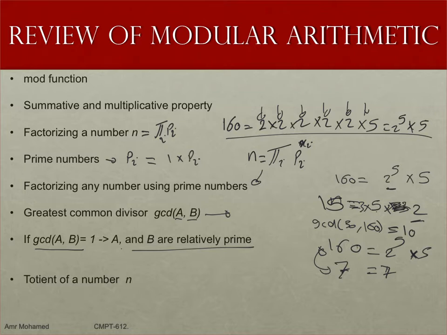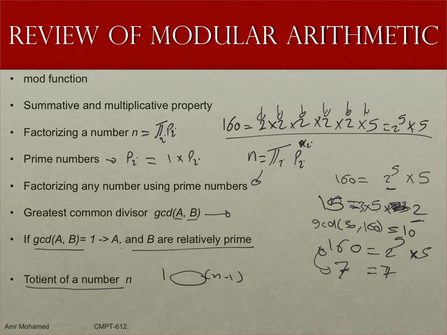So all of this is preparation for this. What is the totient of n? The totient of n is the number of integers between 1 and n minus 1, such that these numbers are not divisors of n. Not divisors of n.